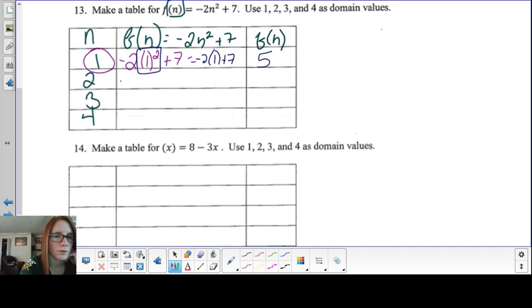Okay, let's do 2 now. So I have negative 2 times 2 squared plus 7. 2 times 2 is 4. So I have negative 2 times 4 plus 7. Well, negative 2 times 4 is negative 8. And negative 8 plus 7 is negative 1.